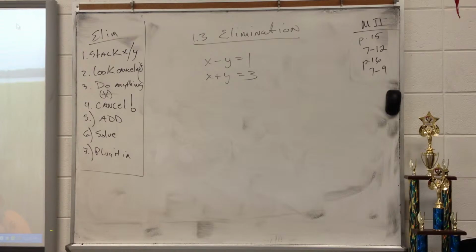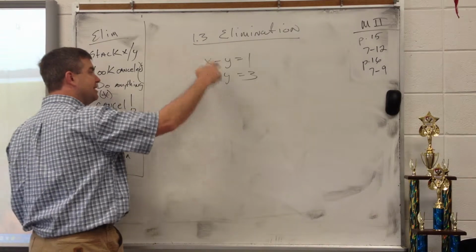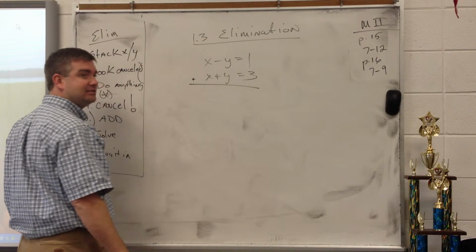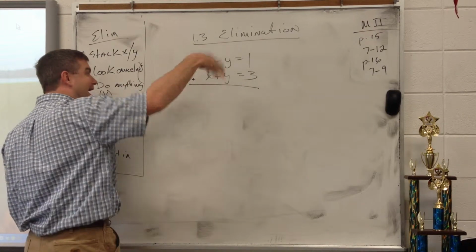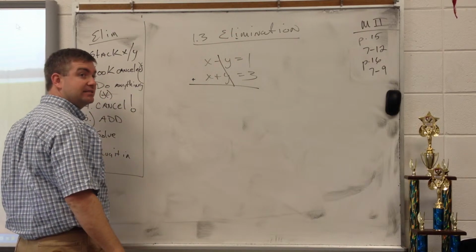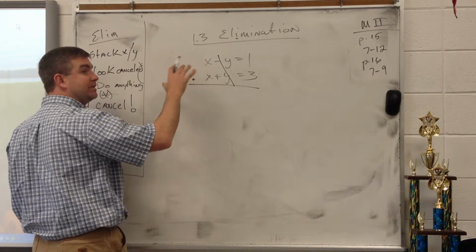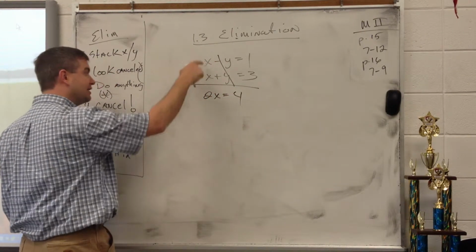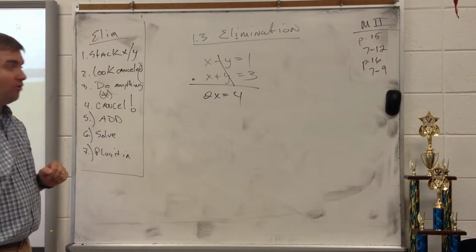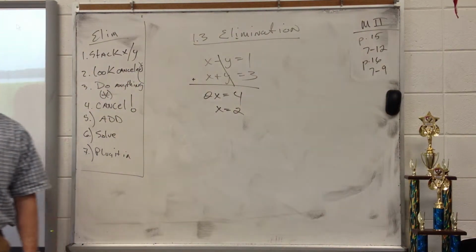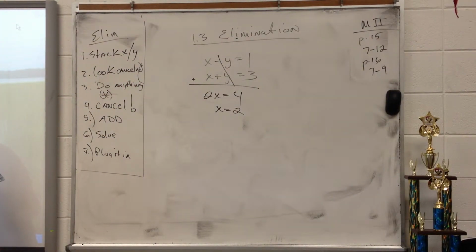Step number 2, look to see what can cancel. In this very easy example, you can immediately see that the y's are set up to be canceled. If I were to add these two equations up and add everything up, the y's would be eliminated. This method is elimination, so we look to see what would cancel, or be eliminated. 2x is equal to 4. x plus x is 2x, 1 plus 3 is 4. So immediately almost, what is x equal? 2. That's why elimination is the best method.